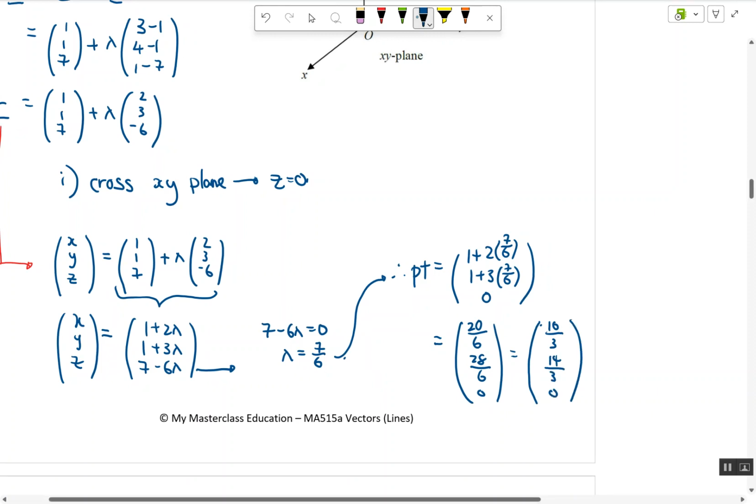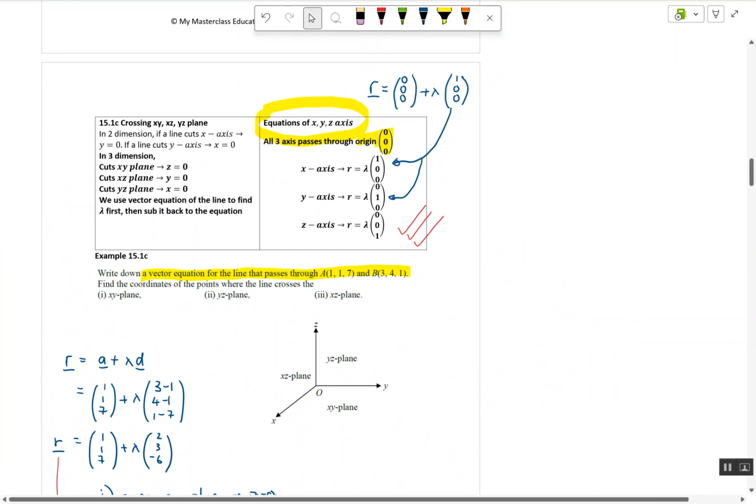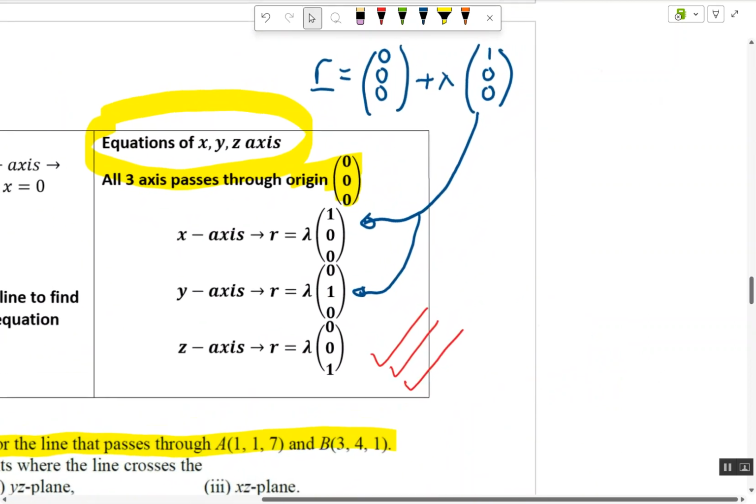The next part is we need to understand how to find lambda. Also, if you have the x, y, and z axis, just remember these are the 3 equations of the line.